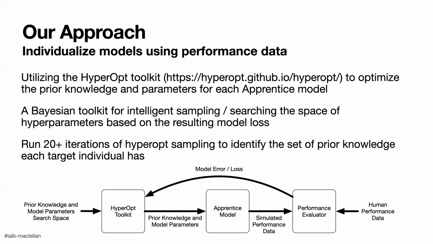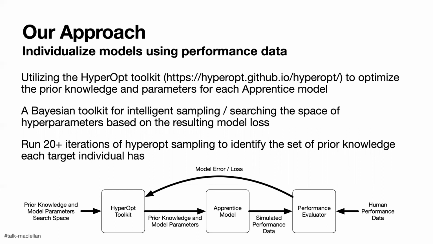And then we used an existing toolkit out there for doing hyperparameter search called HyperOpt. It's just a Bayesian toolkit for intelligently searching this space in an iterative way. So the way that this works, if you look at the figure on the bottom, is we provide a space of prior knowledge and model parameters that we want to search. The HyperOpt toolkit will sample from that space and give us a specific set of prior knowledge and model parameters that we load into our model.